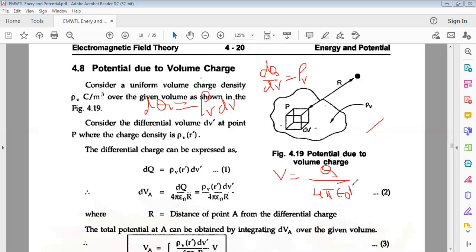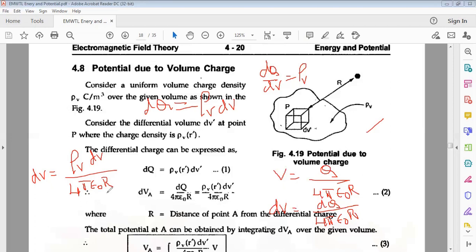4 pi epsilon naught R is a formula, my dear students. We already proved that it is the potential due to a point charge. So the change of potential dV is equal to dQ by 4 pi epsilon naught R. What is dQ? Rho V into dV. Substitute: dV is equal to rho V into dV, whole divided by 4 pi epsilon naught R.